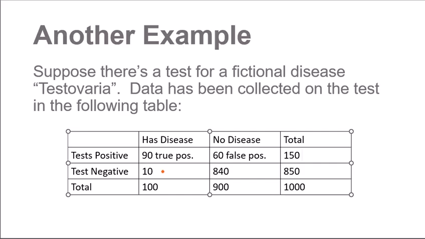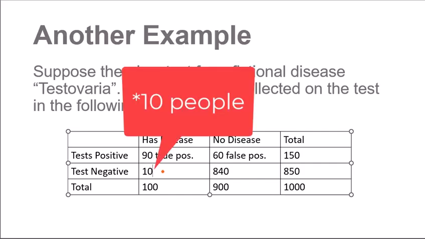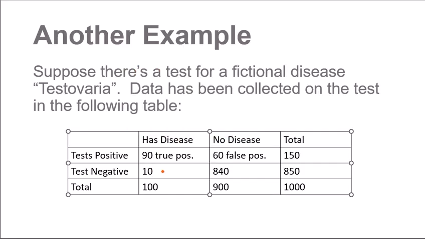Similarly, in the test negative row, we have 10 people who tested negative but have the disease. They should have tested positive but tested negative, so these are false negatives. And then 840 people tested negative and did not have the disease. These are correct results. These are true negative results. And then again, we have the total of all the test negatives. That's just the 10 plus 840, and we have the total here as 850.